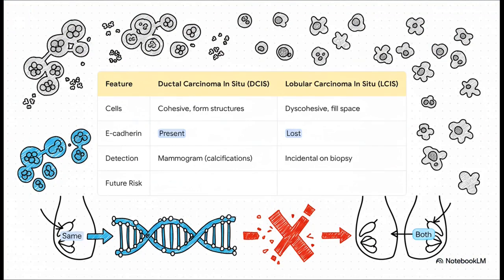In DCIS, the cells form structures and patterns. They cause those calcifications we see on the mammogram. And the key molecular reason is that E-cadherin, the glue that holds cells together, is still present. The future risk of cancer is mainly in the same breast.